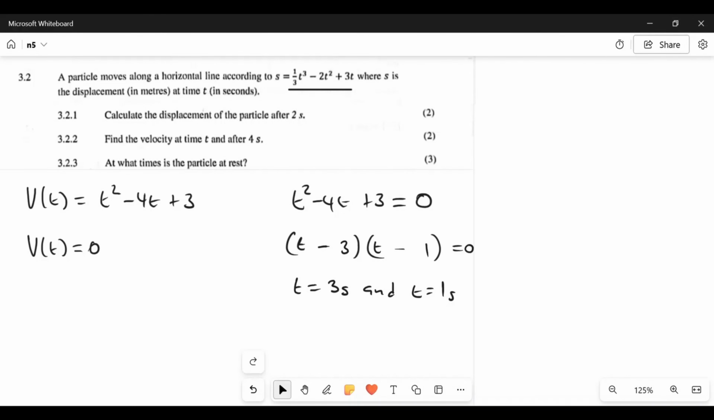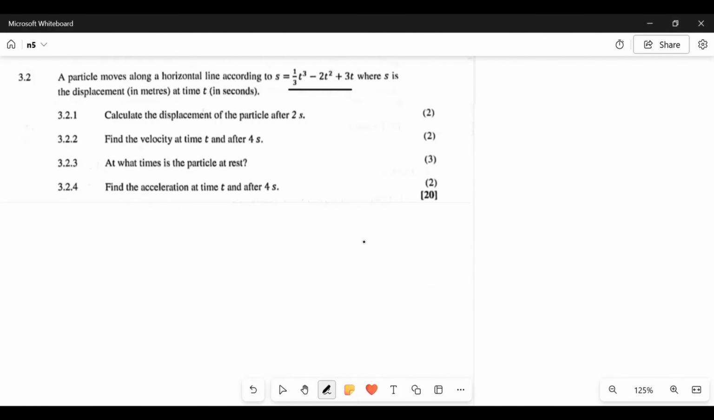We are done with 3.2.3. Let's do the last question of this question 3, and then we are done with question 3. All right, here's our last question. Now, last question is 3.2.4, which is this one here. It goes like this. Find the acceleration at time t and after 4 seconds.